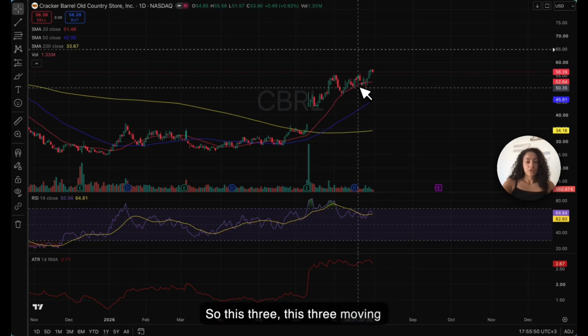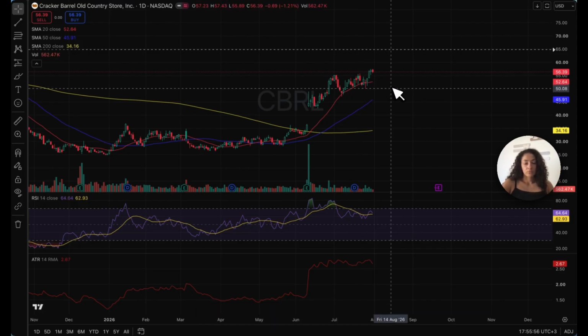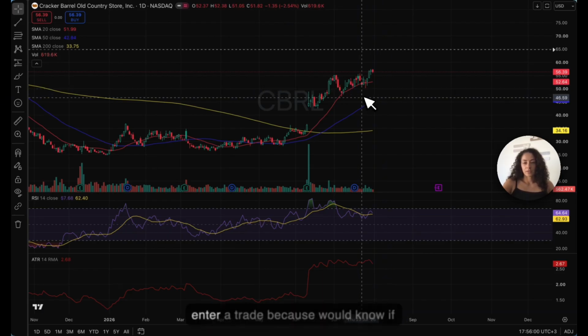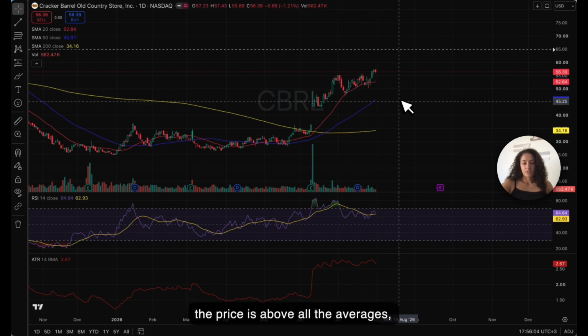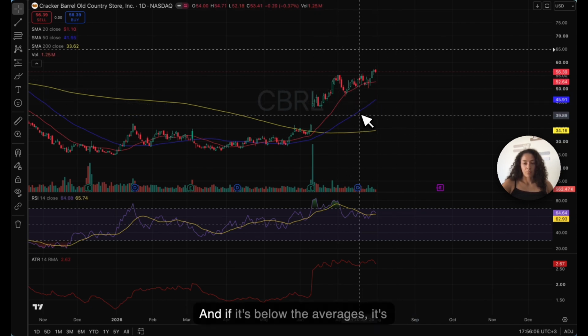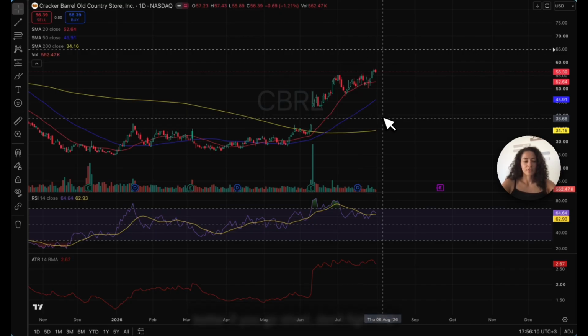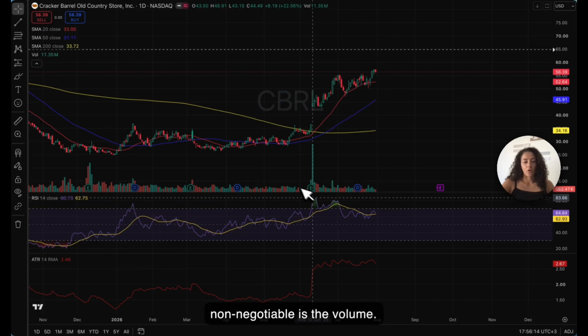So these three moving averages will tell you the trend on 3 different time frames. That's a lot already to know before you even decide to enter a trade, because if the price is above all the averages, you can go long, and if it's below the averages, it's better if you go short. Don't fight the trend.